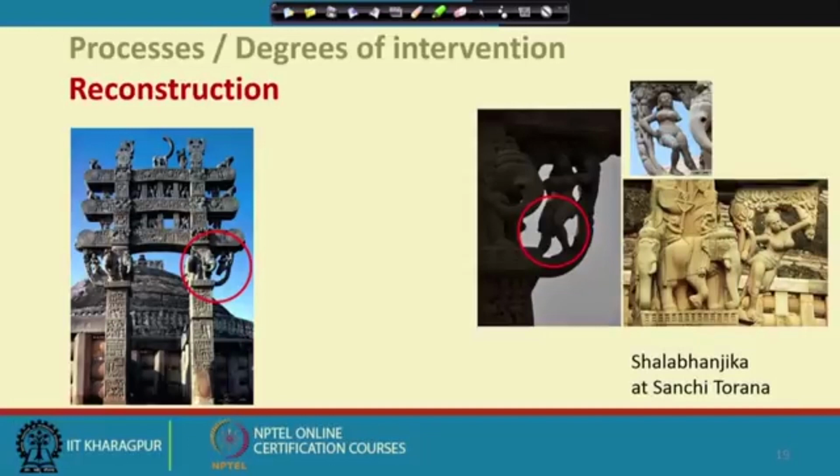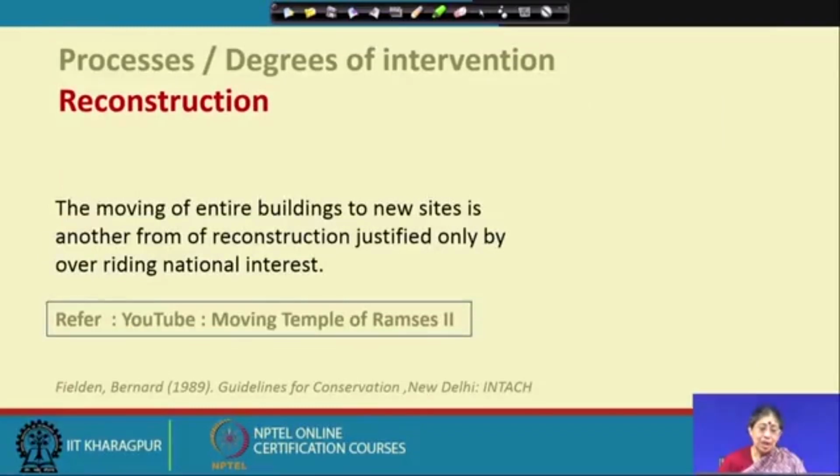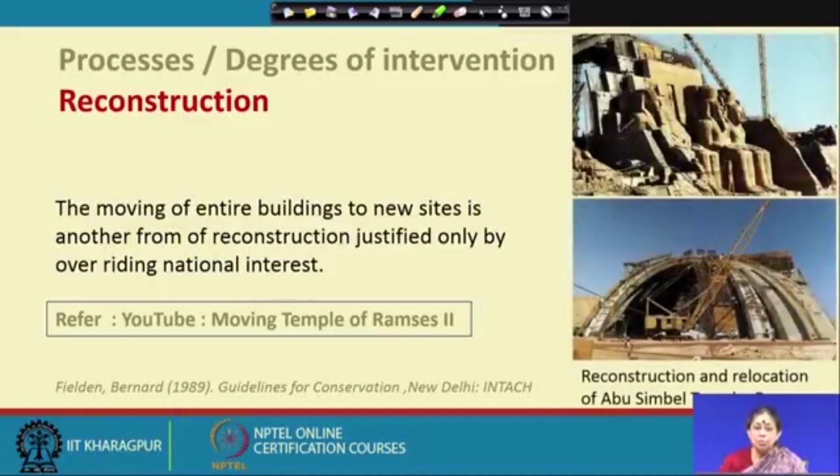There are more challenging cases of reconstruction, and one of the very well known examples is the Abu Simbel temple. Moving the entire building to a new site is another form of reconstruction, justified only by overriding national interest. As you can see, the Abu Simbel temple in Egypt was getting flooded because the Aswan Dam was built, and the Aswan Dam was necessary to change the drought condition of that country, and it would change the economy.